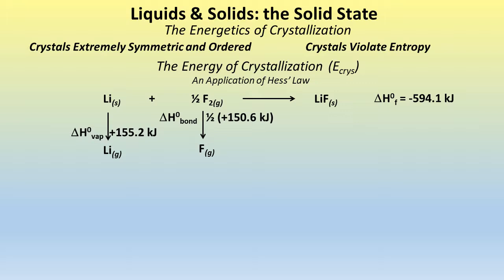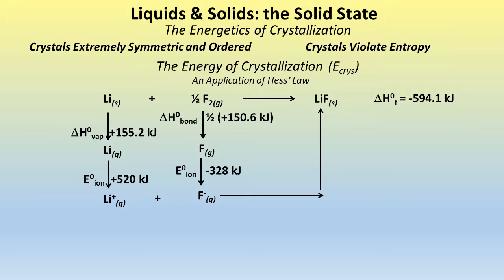Also, lithium fluoride is ionic. So to ionize lithium metal to lithium plus in the gas state is 520 kilojoules. To ionize a fluorine atom to a fluoride ion in the gas phase is minus 328 kilojoules. So we now have a lithium plus gas and an F minus gas, which will form an LiF solid. That's one more step with an unknown energy, and that is the energy of crystallization.